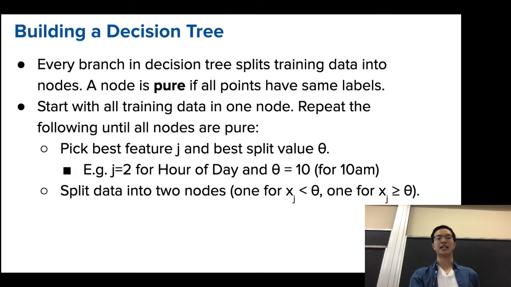And that's pretty much the entire algorithm. So I just repeat splitting the tree. I start with all the data in one big node, and I just split that node in two over and over again until I can't split anymore.